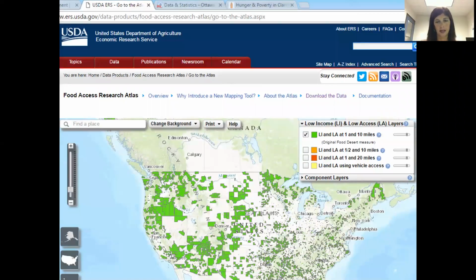So this shows you an example on the website. You can see this is the United States as a whole, but it does allow you to zoom in, and I'll show you in a second our specific county and the data that we use. But you're allowed to determine the key you want to use and what information you want to look for. We use this, as you can see, the green box is checked, and that indicates low income and low access. So these are low income census tracts. And here it's using the original food desert measure, which is in urban areas where people are greater than a mile from their nearest supermarket. In rural areas, it's where they're greater than 10 miles from their nearest supermarket.